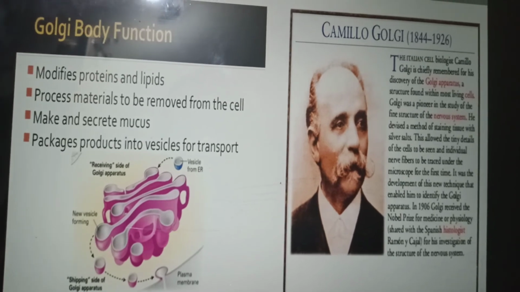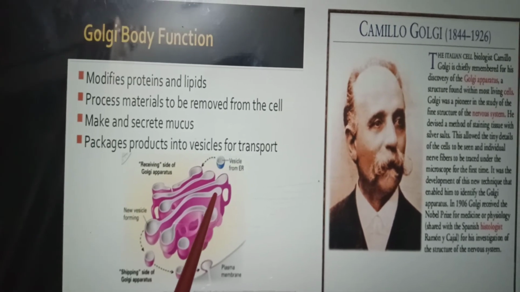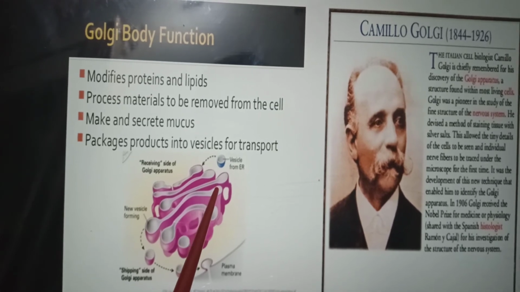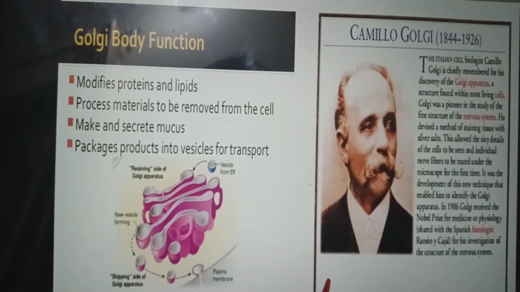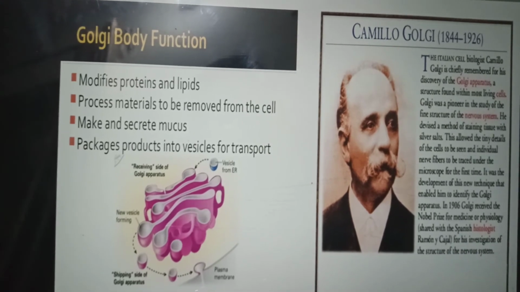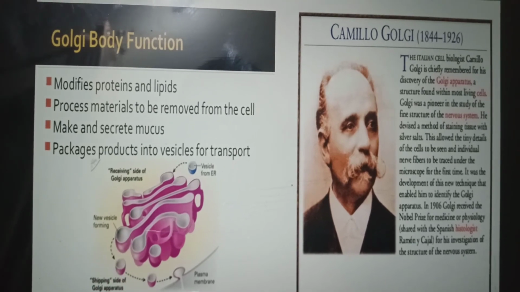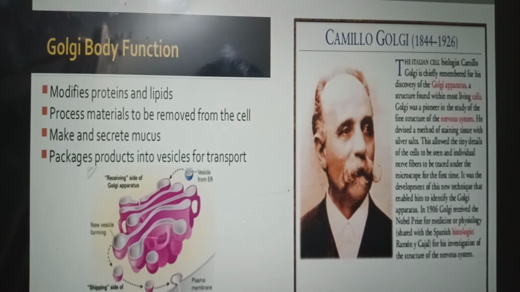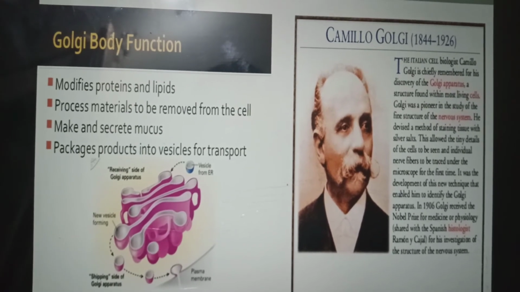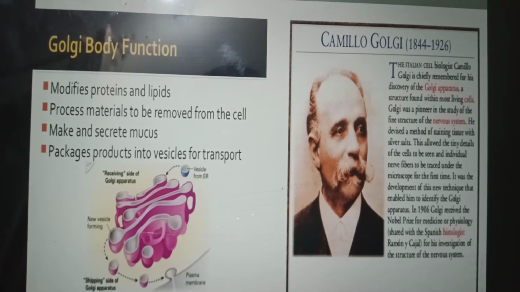It modifies molecules coming from rough endoplasmic reticulum and packs them into small membrane bounded sacs called Golgi vesicles. These sacs can be transported to various locations in the cell or to its exterior in the form of secretions.